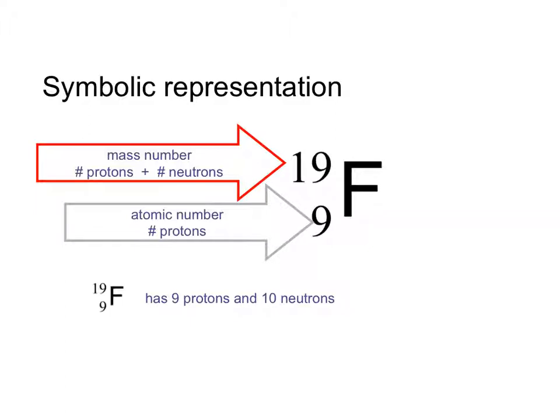And we would write that like this. Again, here's our symbol for the element, F. We write our mass number as a superscript to the left, and our atomic number as a subscript to the left. And thus, fluorine-19 contains 9 protons and 10 neutrons.